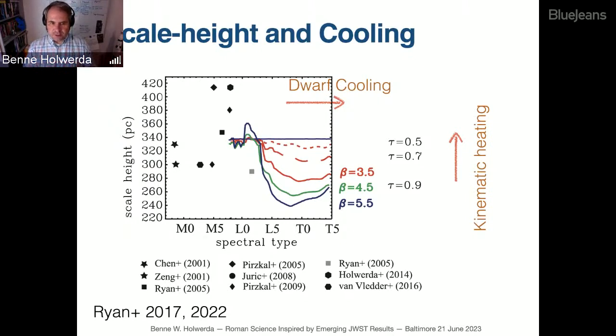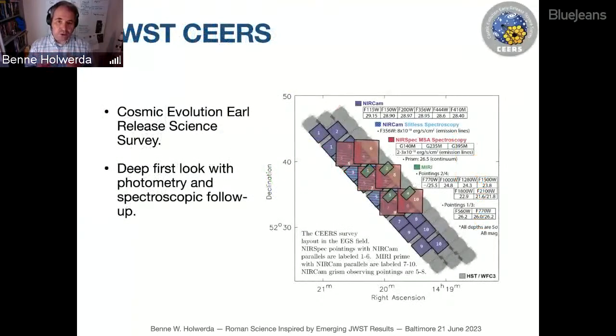And then this is sort of my summary plot of everything we knew until a few years ago. You can see that we're mostly measuring these things at the M types, and our measurements of the scale height are all over the place still. But it would be interesting to see how spectral type and the structure of our Milky Way are related to each other. So what can you do with James Webb?